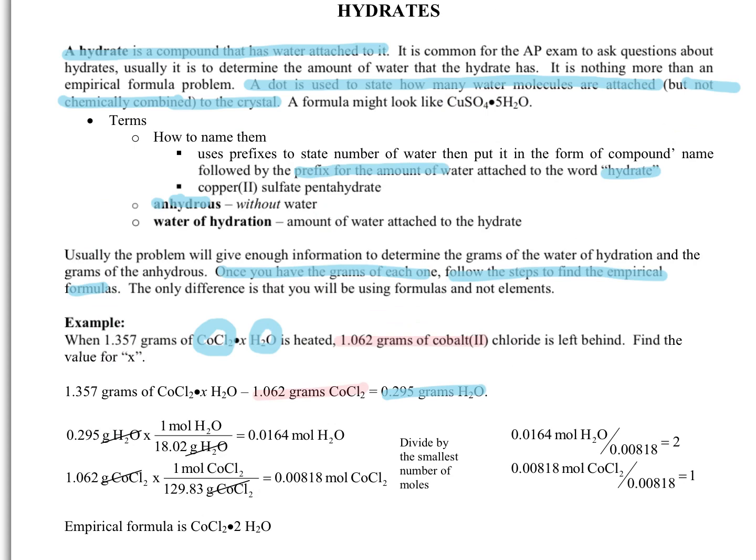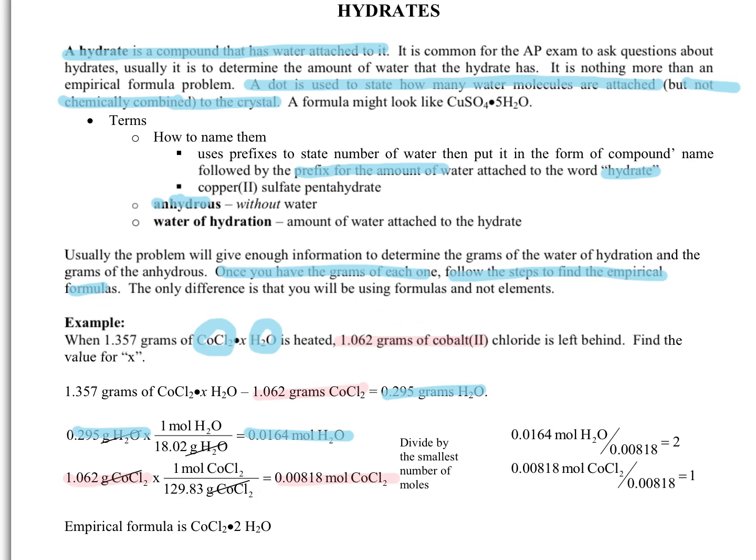So instead of going all the way down to the atoms, my simplest ratio is just the ratio of cobalt 2 chloride to water. So we do our empirical formula, the same concept. Start with my grams of the compound, convert to moles, because if I'm looking for a ratio, it has to be a mole ratio. We don't talk about gram ratios. We talk about mole ratios.